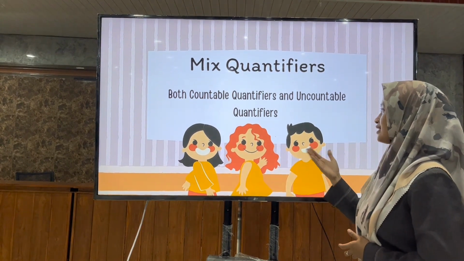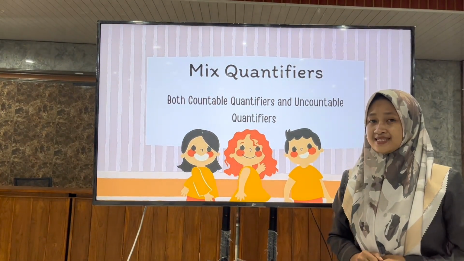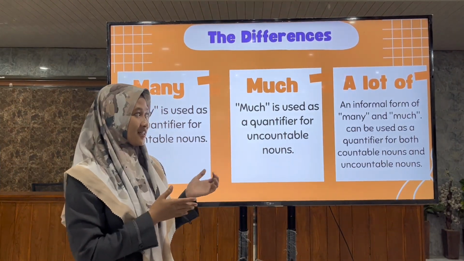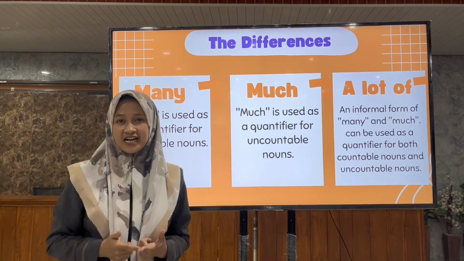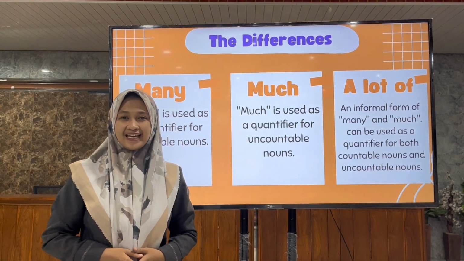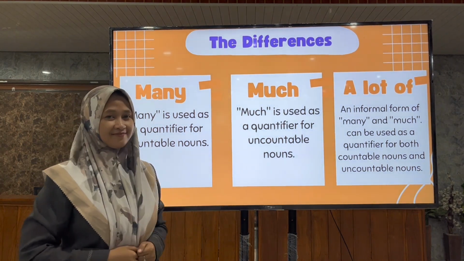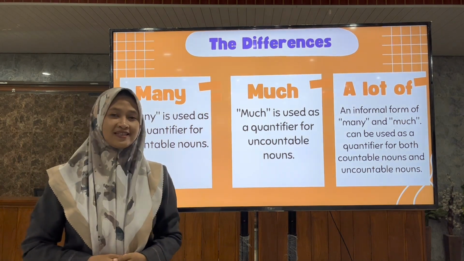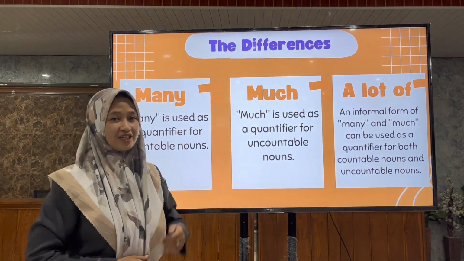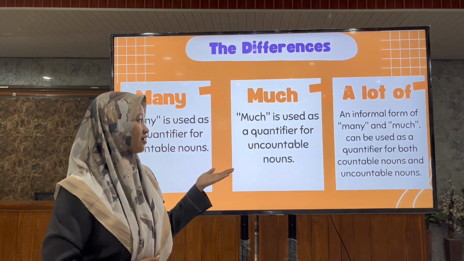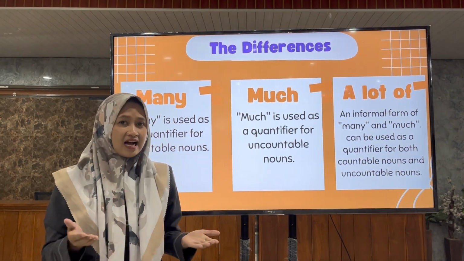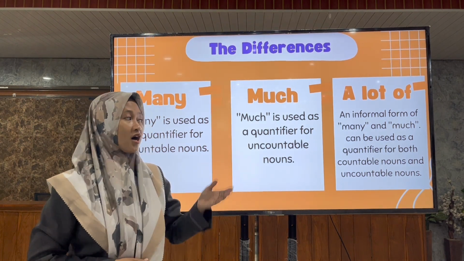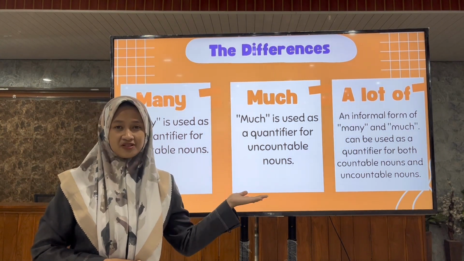Okay, next, mixed quantifiers: both countable quantifiers and uncountable quantifiers. Next, we will learn the differences between many, much, and a lot of. Okay, let's learn. Many is used as a quantifier for countable nouns. Much is used as a quantifier for uncountable nouns. How about a lot of? Yes, a lot of can be used with both countable nouns and uncountable nouns.